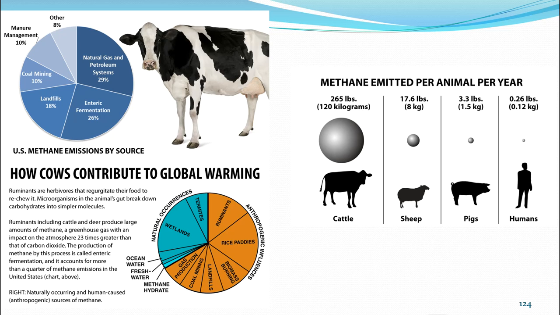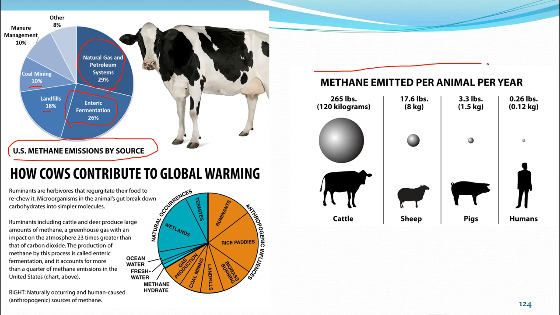So total, if you come to industries, they are contributing to the extent of 21%. Coal mining 10%, landfills 18%, enteric fermentation of the ruminants is 6%, natural gas and petroleum 29%. So total methane in the US, especially, this is up to 26%.